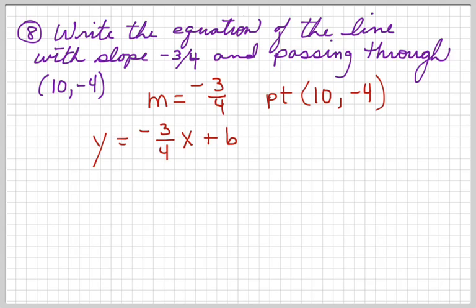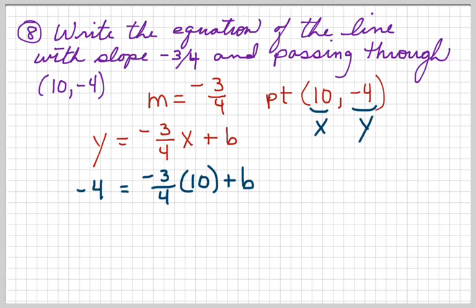Okay, we could graph it and try and take a look at it, but instead of doing that, we know those have to make the equation true. That's our x and y values. So if I plug in a negative 4 for y, and I plug in a 10 for x, I can solve that and find out what b is.